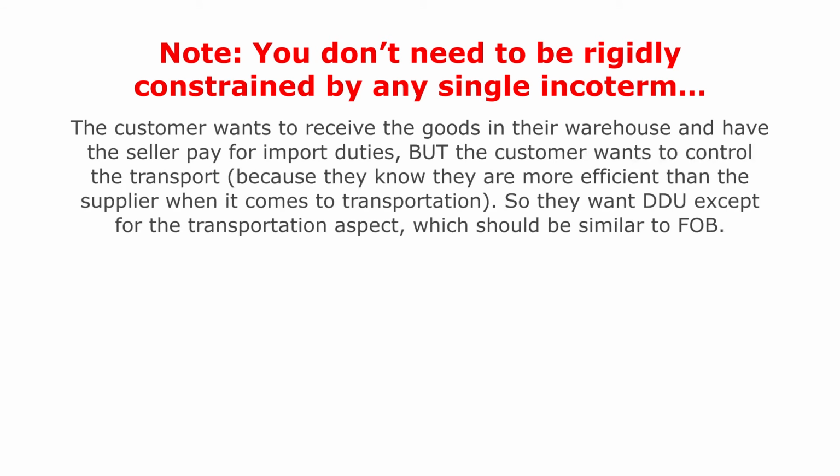The customer wants to receive the goods in their warehouse and have the seller pay for import duties. But the customer wants to control the transport because they know they are more efficient than the supplier when it comes to transportation. So, they want DDU except for the transportation aspect, which should be similar to FOB. Writing this into a contract is not really complicated, and a logistics professional can help you both in opening your eyes on the opportunities and in ensuring your contract includes all important provisions.